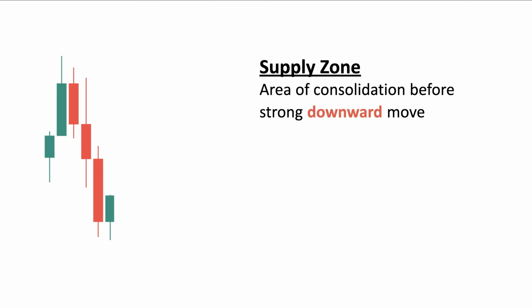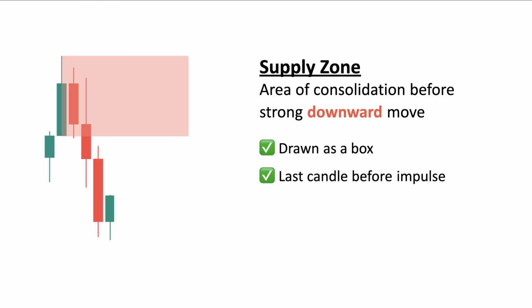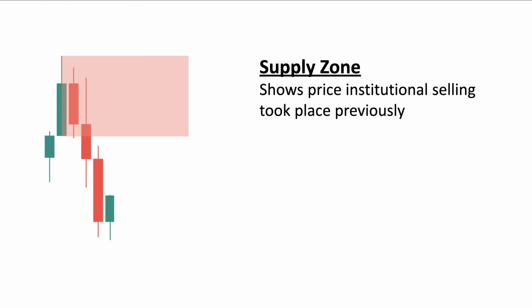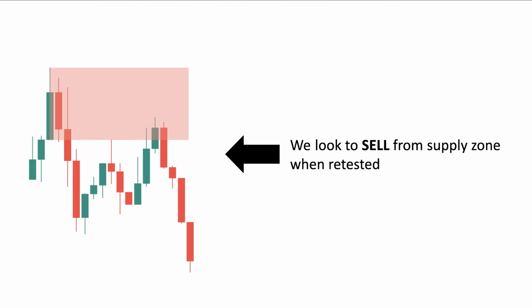Now a supply zone is just the same, but the other way around. It's an area of consolidation before a strong downward move, which would be visualized like this. Again, it's drawn as a box, and I use the rule of using the last candle before the impulse to mark my supply zones. This shows a price that institutional selling took place at previously. It's seen as a premium price to sell from, so future selling is expected once the market returns to this level. Here, we look to sell from the supply zone when retested, expecting more institutional selling to kick into the market.